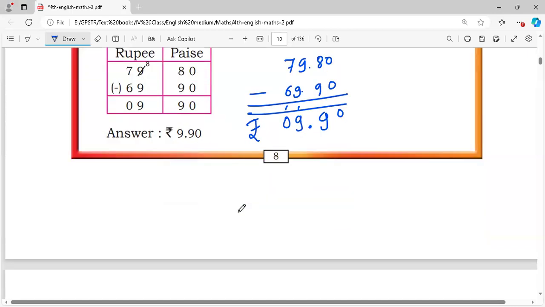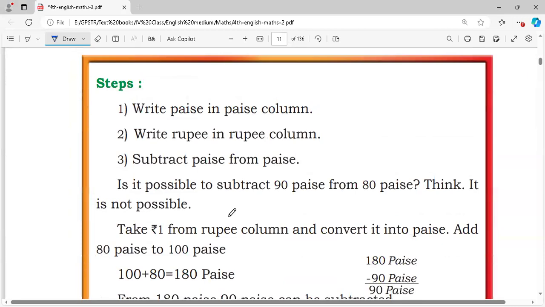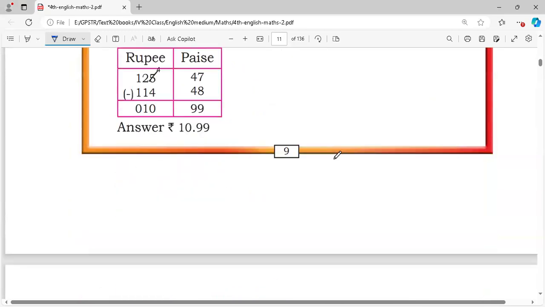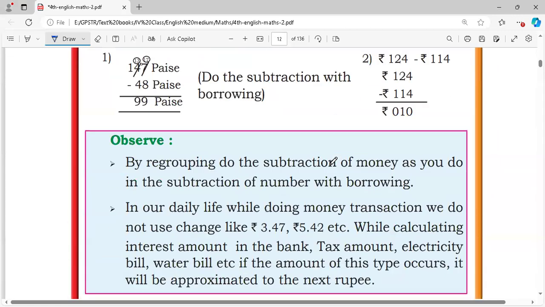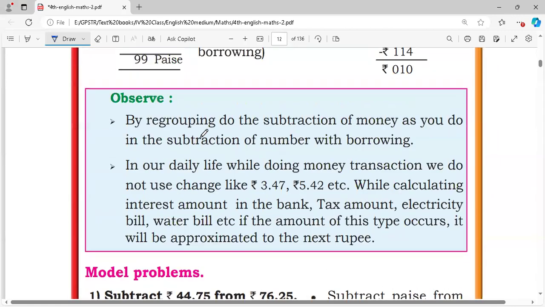Do it like this. Steps: write paise in the paise column. Second, write rupees in the rupee column. Third, subtract paise from paise. This is the core concept. Some examples are given, observe. By regrouping, do the subtraction of money as you do in the subtraction of numbers with borrowing.